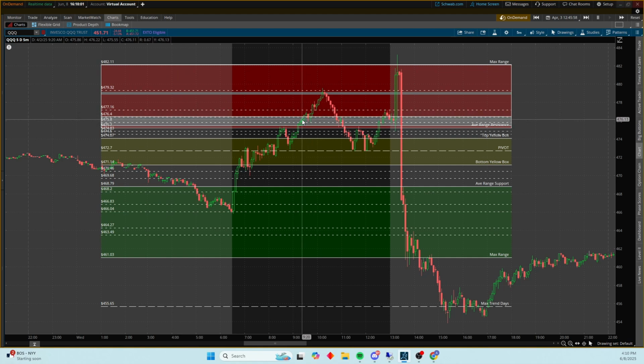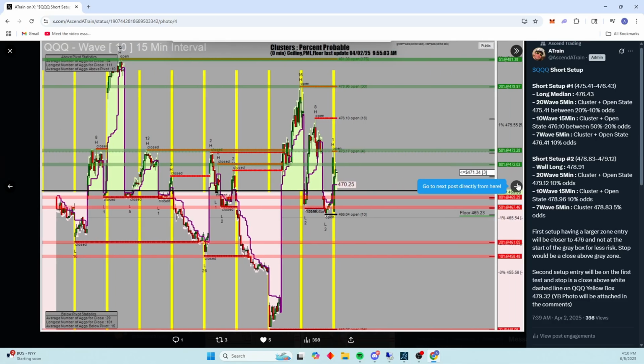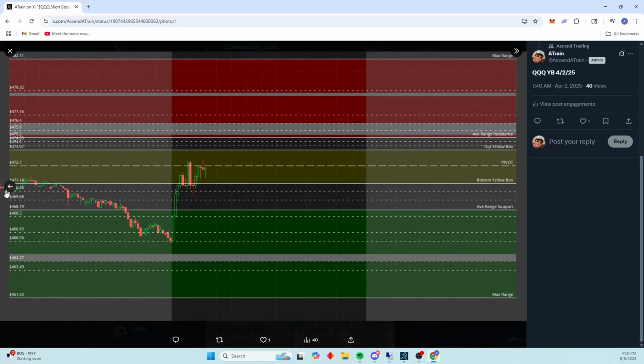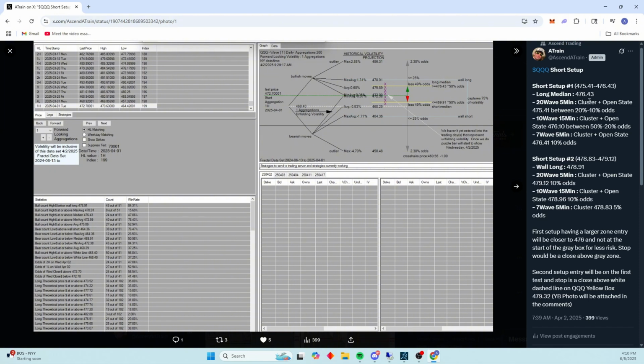When we closed above right here, this 5-minute candle, we closed out and it was a 15% loss. Then you had the second setup, which was the wall long. So again, back to spread monster. You had our wall long up at 478.91.